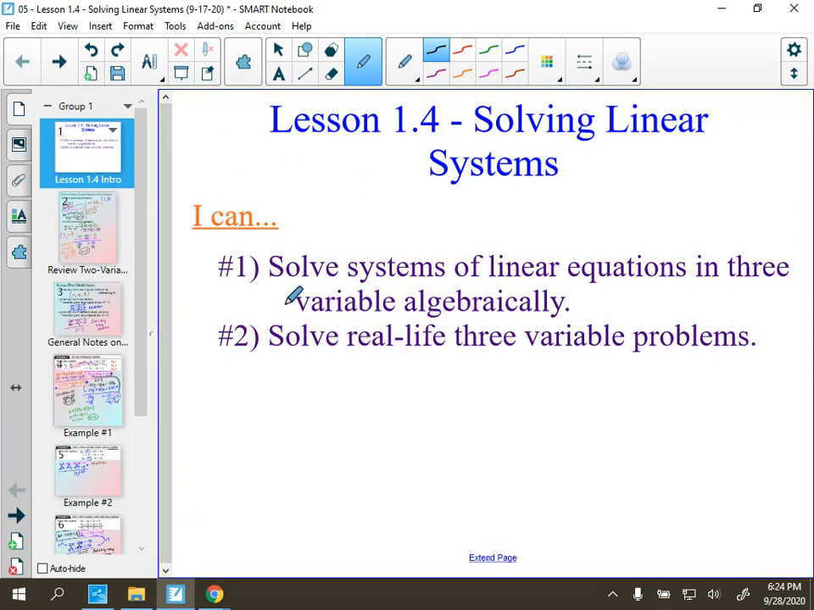We've gone through solving using all the different algebraic methods, and then we looked at one solving a real life problem, and we gave some general guidelines as far as the process there. So there you have it. Lesson 1.4, solving linear systems, really in three variables. So there's our notes. I look forward to seeing and hearing from you in future lessons.